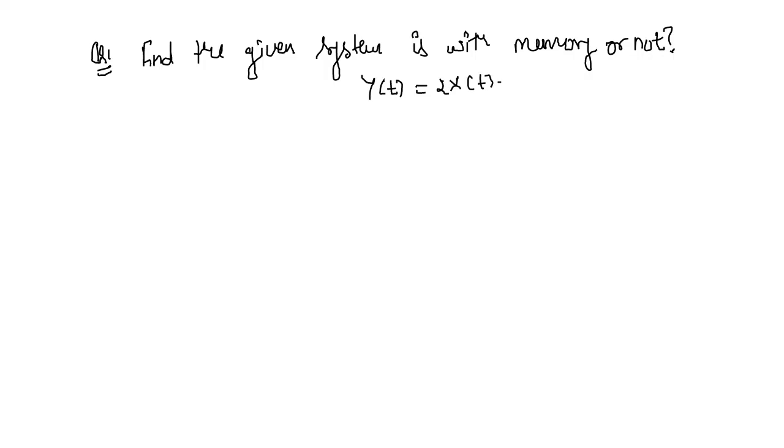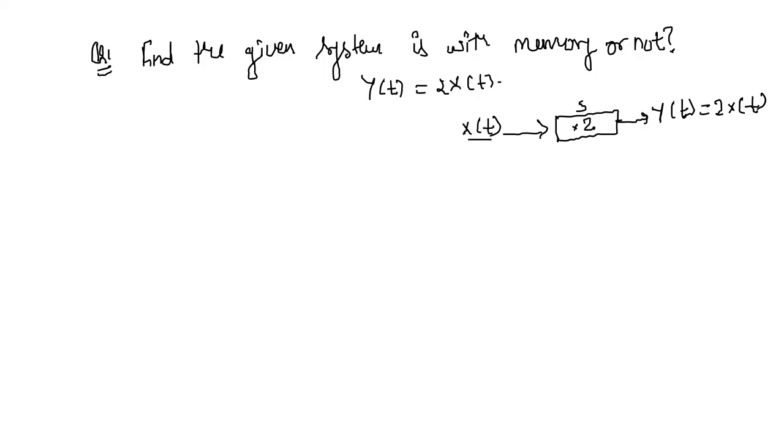If you want to draw the block diagram of this system, this is the system, this is the output y(t), and the input is always x(t). What is the value of y(t)? y(t) is 2x(t). So the system operation is, if you give any input, it multiplies the input by 2.